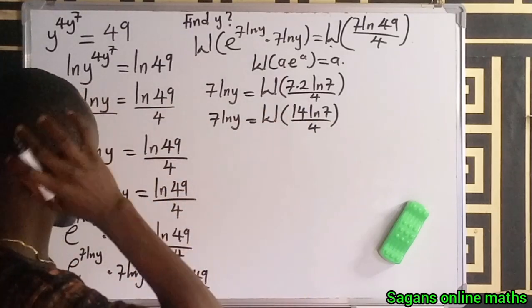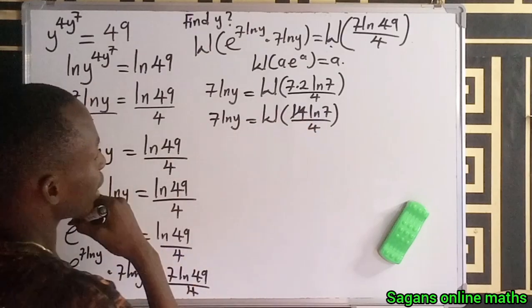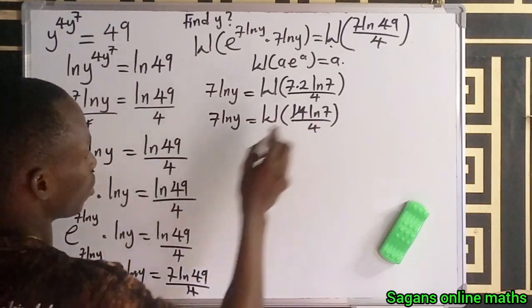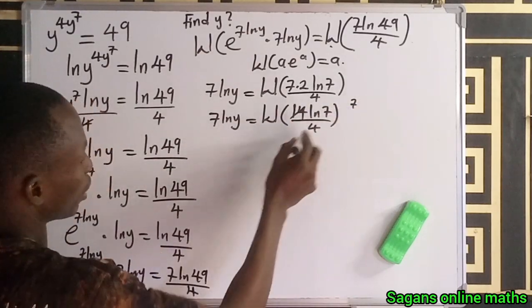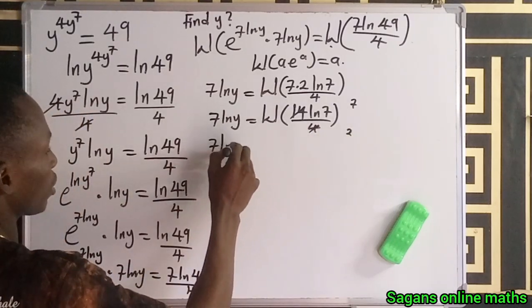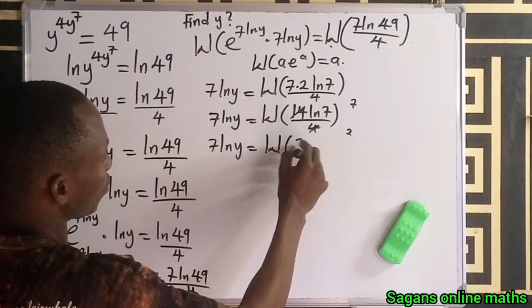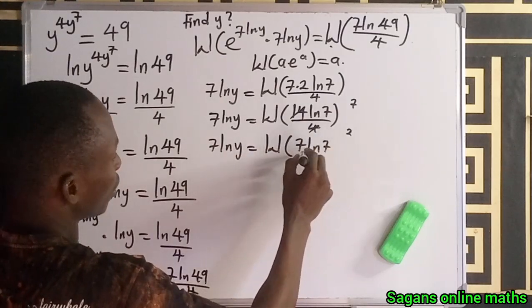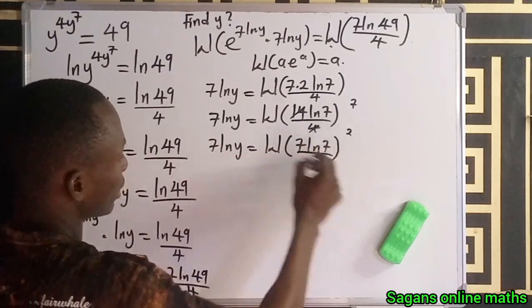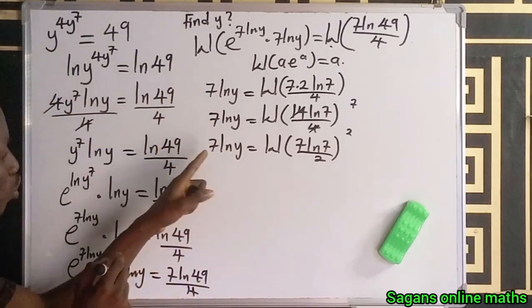Okay, at this point I know that 2 into 2 here will give us 7, and then 2 here will give us 2. So we are left with 7 ln y equals the w function of 7 ln 7 divided by 2. Now remember we are looking for the value of y, so I want to remove this 7 from here.